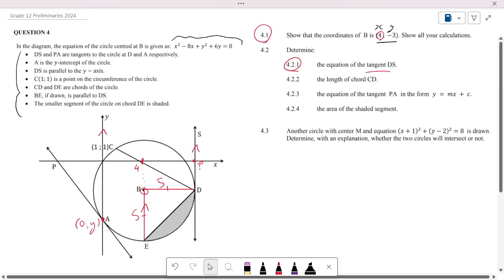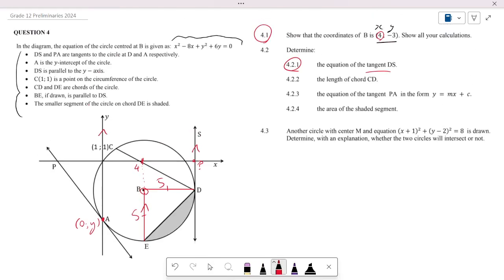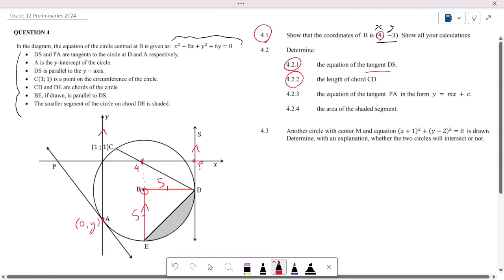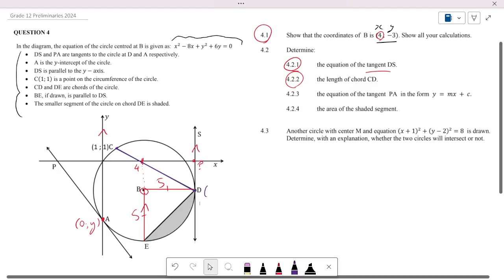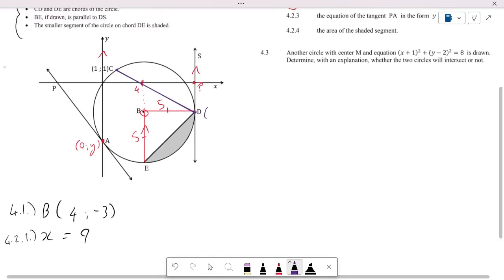So now we have question 4.2.2. We need to determine the length of the chord CD. Now CD is over here, so we have C over here, and D is all the way here. What are the coordinates of D? We can see it's at the same y level, so our y value is going to be the same as in B. We know the x value is 9, which we've determined, and the y value is also going to be -3.